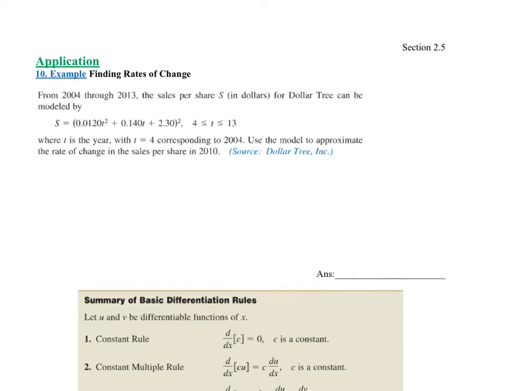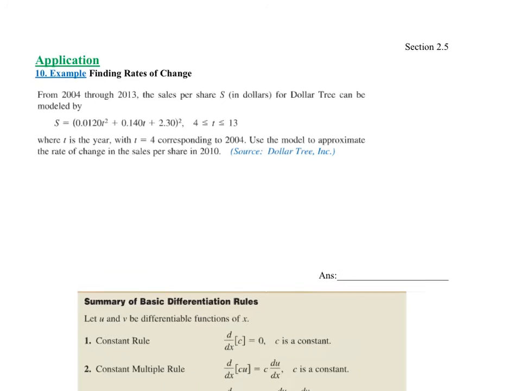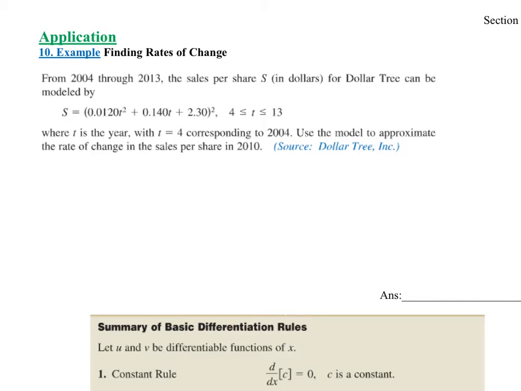It says use the model to approximate the rate of change in sales per share in 2010. So again, they want a rate of change at a point. If it were an average rate of change between two points, that would be a slope, right? But it's a rate of change at a single point, so we need to find the derivative. So what are we going to do? We're going to find S prime of t. And then the second thing we're going to do is look at it at t equals, well, they wanted it in 2010, and by reading it, we know that 2010 is when t equals 10.